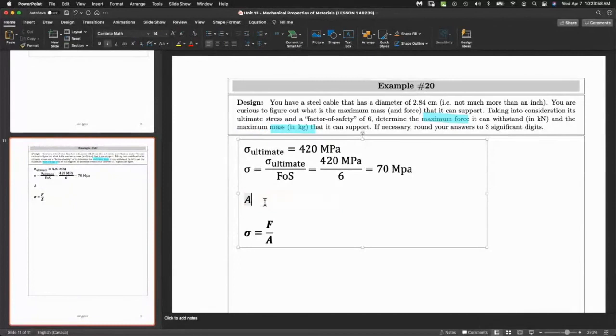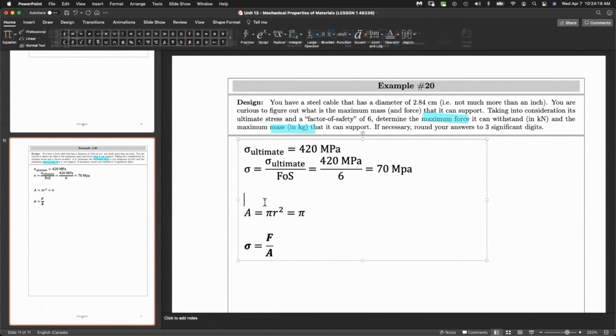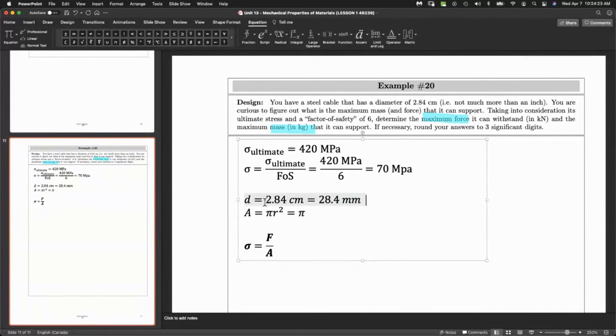So in this case, the cable is a circle in cross section. So the cross-sectional area is the area of a circle. The radius is equal to, ooh, this is dangerous. We don't have the radius. We have the diameter. The diameter is 2.84 centimeters, which is 28.4 millimeters. That means the radius is equal to half of that, 14.2 millimeters. Can someone confirm these numbers?